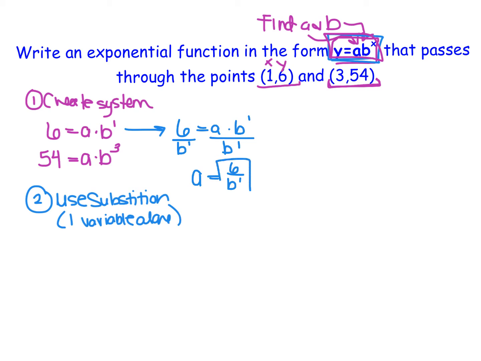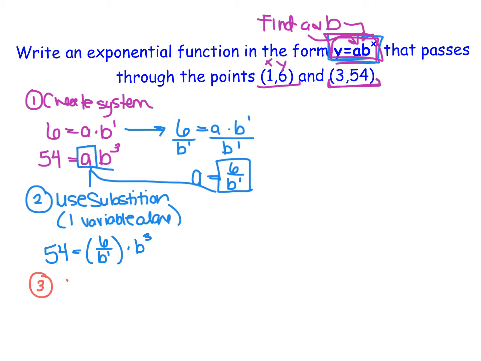So I'm going to take what a is equal to, and replace it in the other equation. If I go over to this other equation and replace a with 6 divided by b to the power of 1, I'm going to have 54 equals 6 over b to the power of 1 times b to the power of 3. So I've now replaced a in that particular equation. While this looks a little complicated, I can now use this equation to solve for my b value.